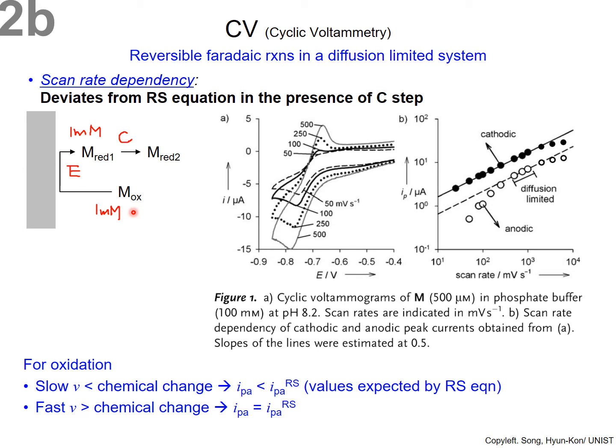And then let me slow down the scan rate. So red 1 is slowly converted to the oxidized species. It means we have enough time for the C-step, or chemical reaction, or chemical conversion, from red 1 to red 2. Then what happens? So in this case, only a portion of mRad1 is going to the oxidized species. Let me say 0.5 millimolar of red 1 is going to red 2. Therefore, we have only 0.5 millimolar of red 1.